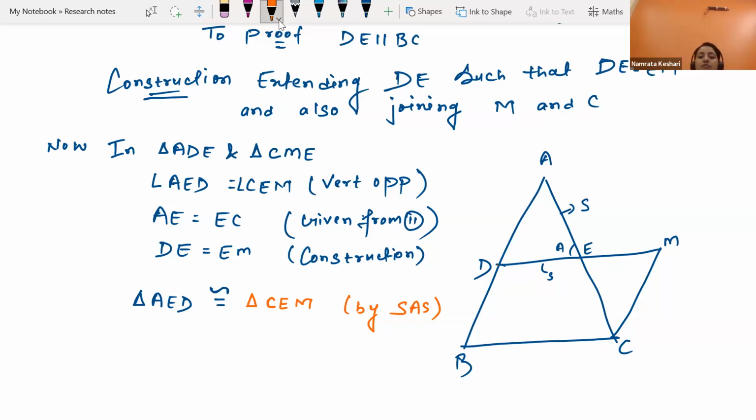So let's prove that BDCM is a parallelogram. From equation number 1 we know that AD is equal to BD, because D is the midpoint. And from this congruency we can see that AD is equal to CM. Let's write it.